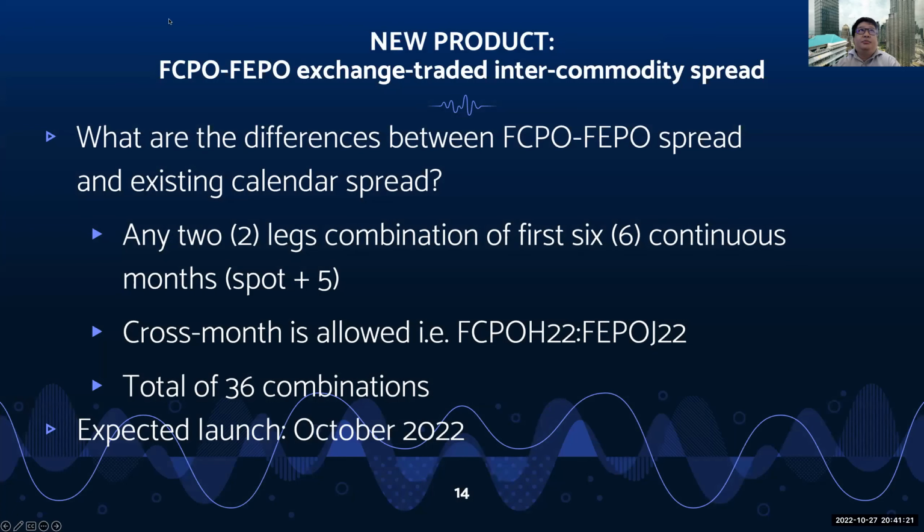So next thing, what are the differences between the FCPO and FEPO spread and the existing calendar spread? Calendar spread meaning the FCPO calendar spread and the FEPO calendar spread. Basically, for FCPO and FEPO, we do any two-leg combination of the first 6 continuous months. That means from the spot month until the 6th month, you can mix any 2 legs. Cross month is allowed. Cross month means different months. Total combination is 36 combinations.